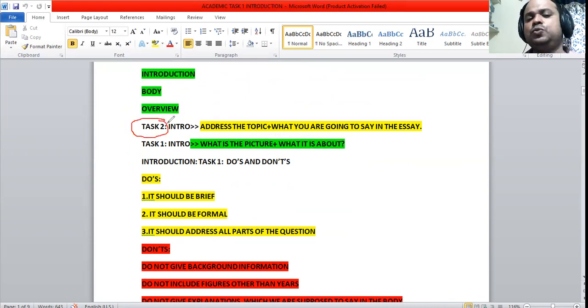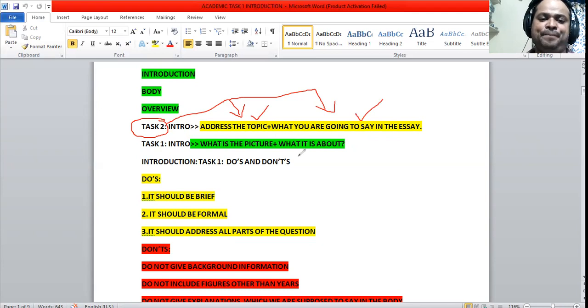In a Task 2 introduction, you have two components: addressing the topic and what you are going to say in the essay. But in an Academic Task 1, you have to say what the picture is and what it is about. This is the difference between Academic Task 1 and Academic Task 2.